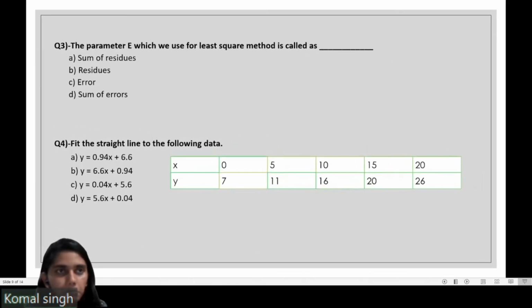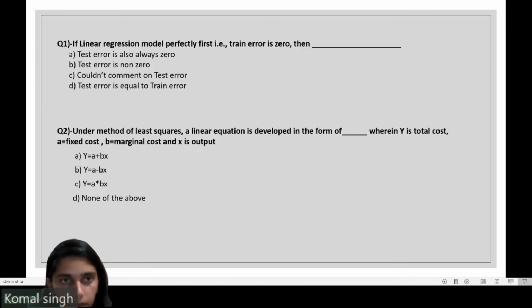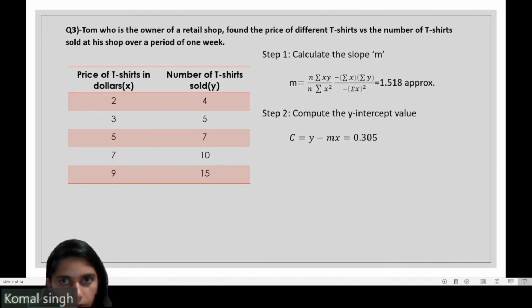Then the next question: the parameter e, which we use for the least squares method, is called as. Now we have already seen this in a previous slide on the least squares method, that e represents the summation of (y_i - ŷ_i) squared. Let me go back to that slide so that we can understand.